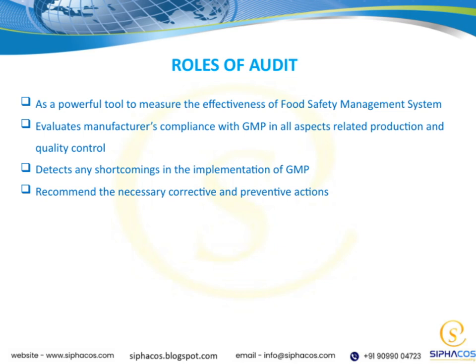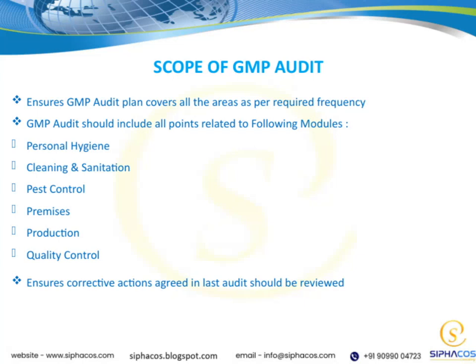In essence, audits are an integral part of maintaining a robust food safety system, helping us stay compliant, identify gaps, and improve proactively. Let's talk about ensuring that the GMP audit plan covers all the necessary areas, and that it does so at the required frequency. It's crucial that our audits are comprehensive and regular to maintain high standards.